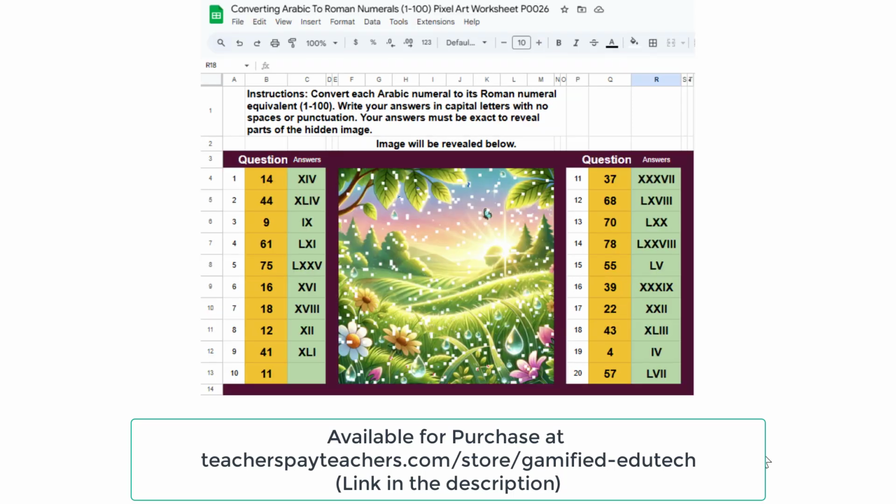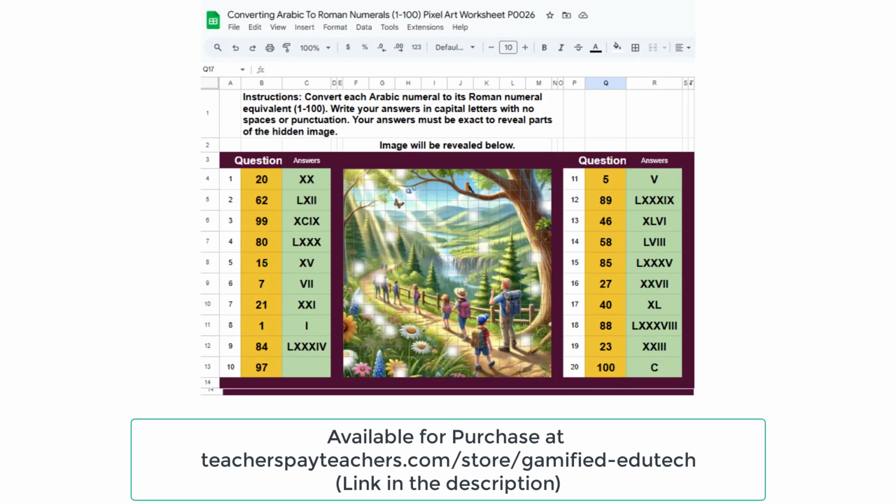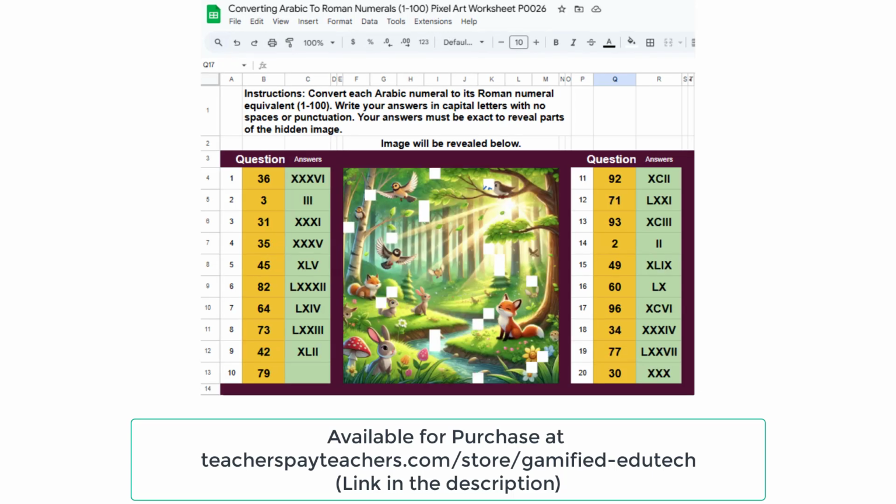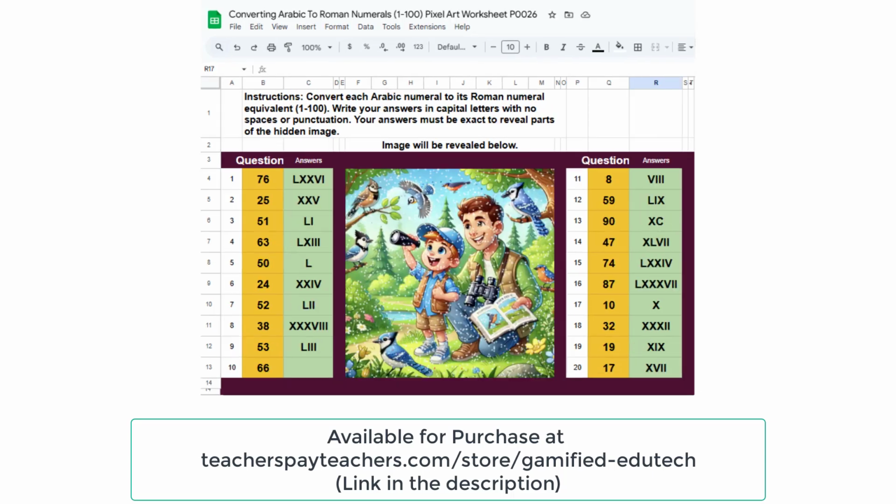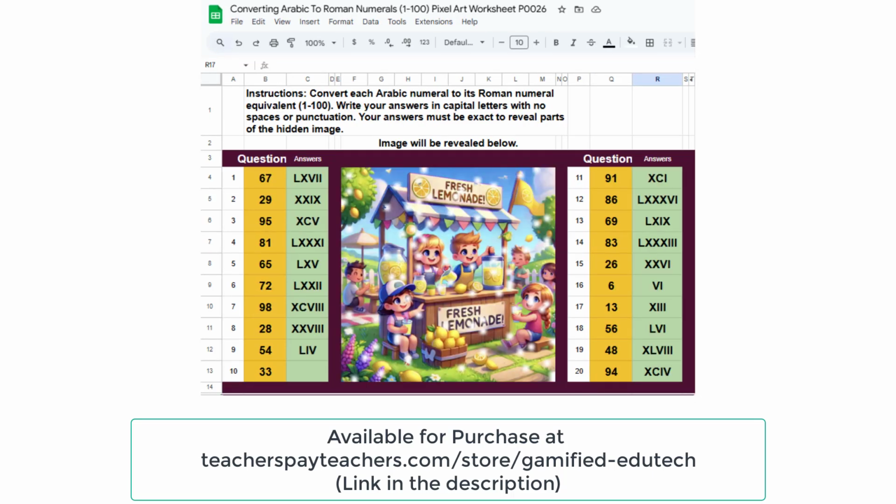Lastly, converting Arabic to Roman numerals. 100 questions in 5 worksheets to master converting numbers from 1 to 100 to Roman numerals. The spring-themed images include spring flowers, a hiking scene, a lemonade stand, a forest awakening, and bird watching.